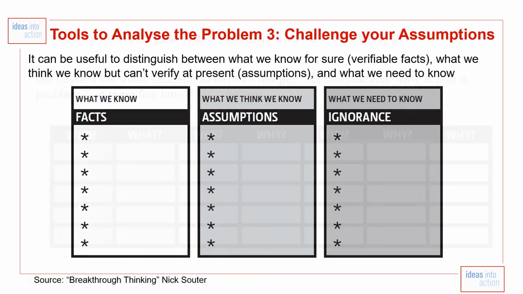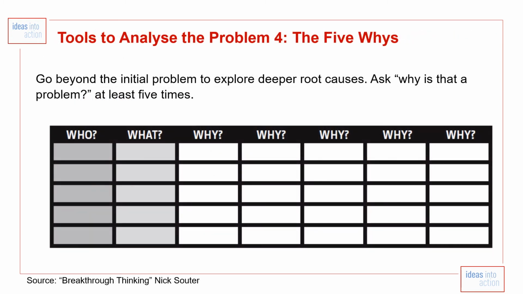And the fourth tool to analyse a problem is the famous 5 whys. And to be honest, I'm not a great fan of the 5 whys. For me, it lacks structure, and I much prefer the Ishikawa diagram, which we'll see in the next slide, which gives us a good structure for achieving the same end. But anyway, if you want to use the 5 whys, it again allows us to explore the root causes by asking why is that a problem at least 5 times in relation to a particular issue.